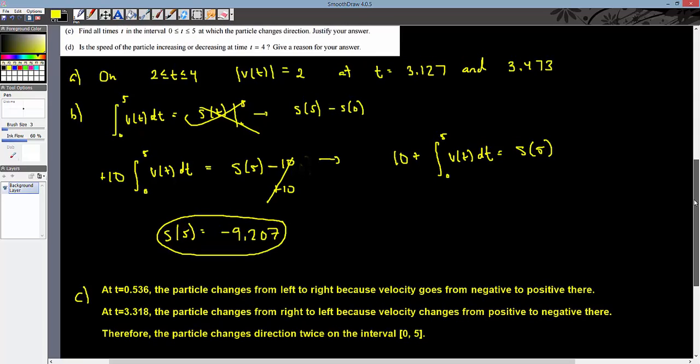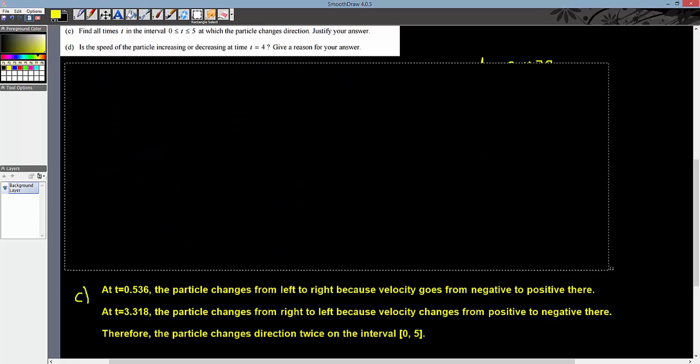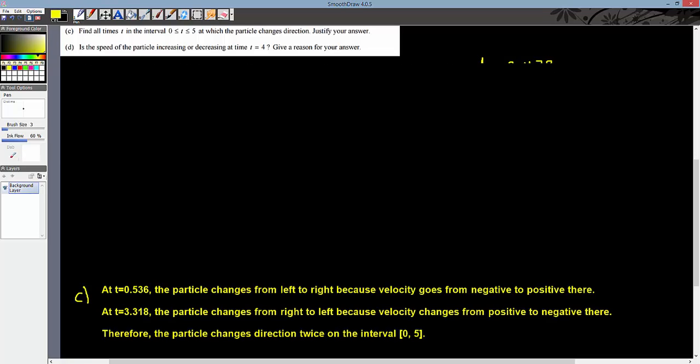So, okay, cool. Let me go and erase some of this stuff up here, because now we're going to finish off this question. They ask you, is the speed of the particle increasing or decreasing at time equals 4? Give a reason for your answer. When we talk about particles speeding up or slowing down, we want to look at both velocity and acceleration. If the signs for velocity and acceleration are the same, then the particle will be speeding up. If they are opposite, then the particle will be slowing down.